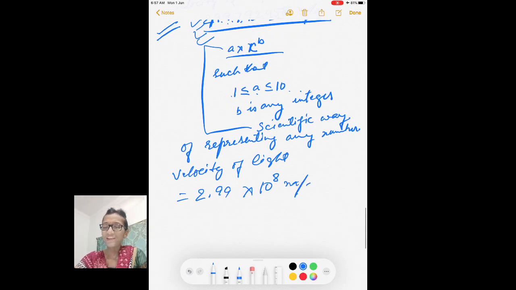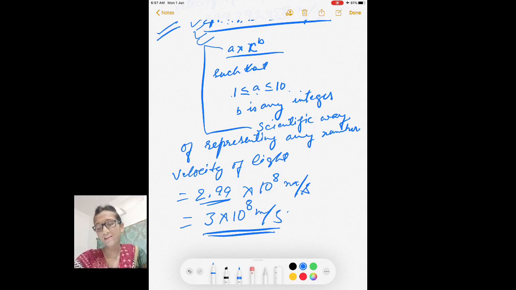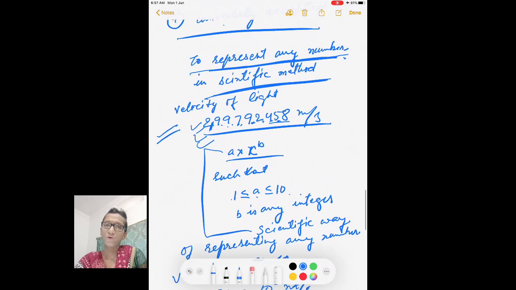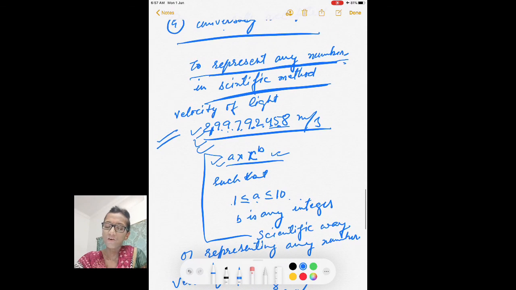can be very easily written in this way, and if you further simplify it, you find that this is nearly equal to 3, so it can be written as 3 into 10 power 8. And now we can very easily remember this quantity. This is the scientific way to represent any quantity. So scientifically, you can represent any large quantity or any small quantity in this way: A multiplied by 10 raised to power B.